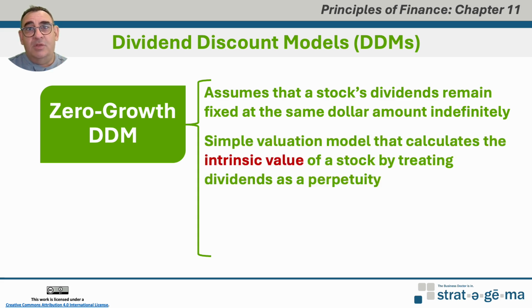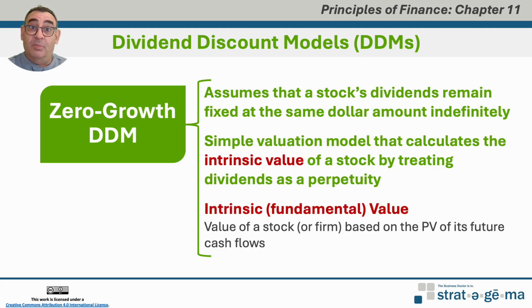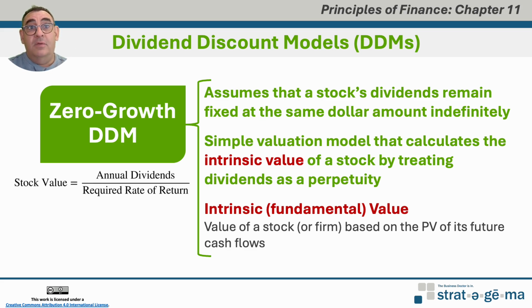So it's a very simple valuation model that will calculate the intrinsic value. Intrinsic value means that this is based on the present value of its future cash flows. So it calculates the intrinsic value of the stock by treating the dividends as a perpetuity. We could say that stock value is equal to the annual dividends divided by the required rate of return. We can modify that to say that the stock value is really its present value, and that's equal to the dividend divided by the discount rate. So the rate of return is going to be our proxy for the discount rate, because investors will discount at their expected rate of return. And we can reduce that even further to say that PV is equal to D over R.